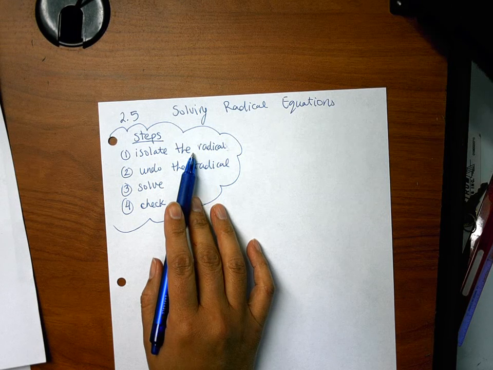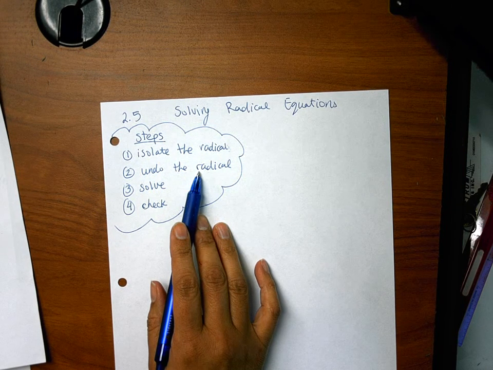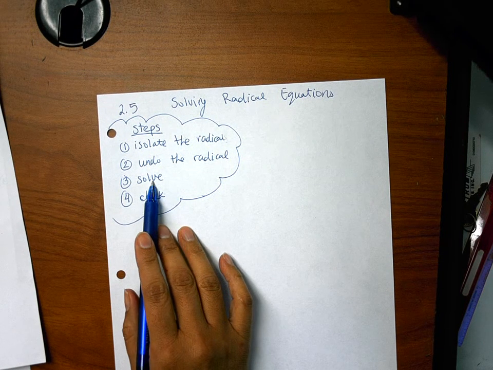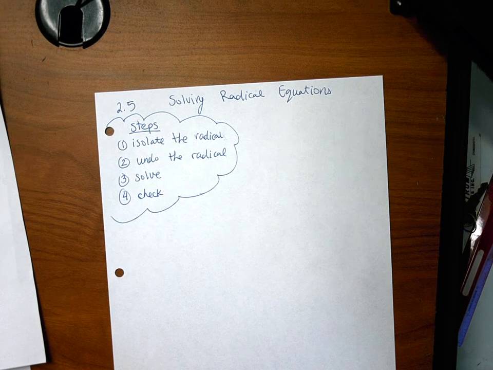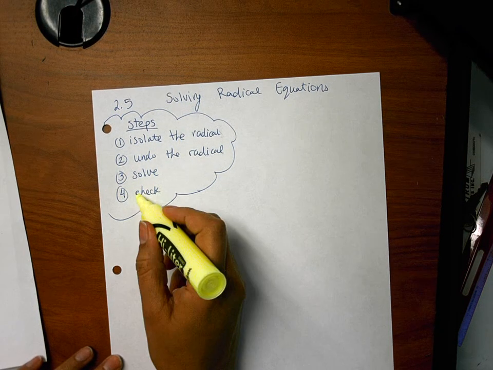Number 1, isolate the radical. That means get it by itself. Number 2, undo the radical by squaring both sides or cubing both sides, depending on the problem. 3, solve. 4, check. Now, part 4, a lot of kids think and feel, I don't need to check it.